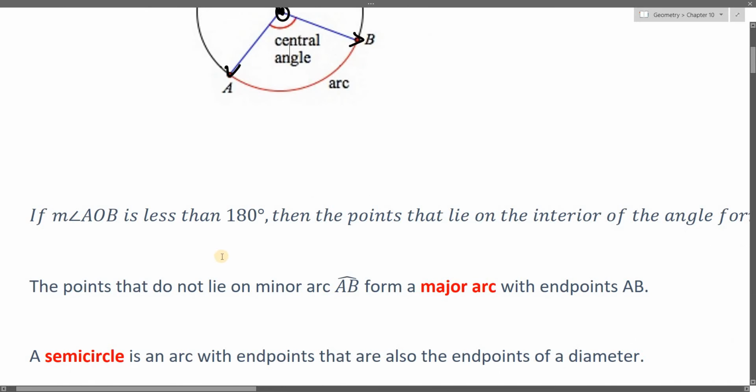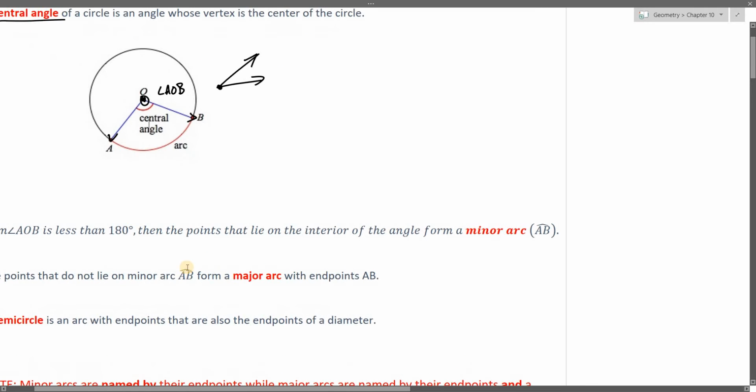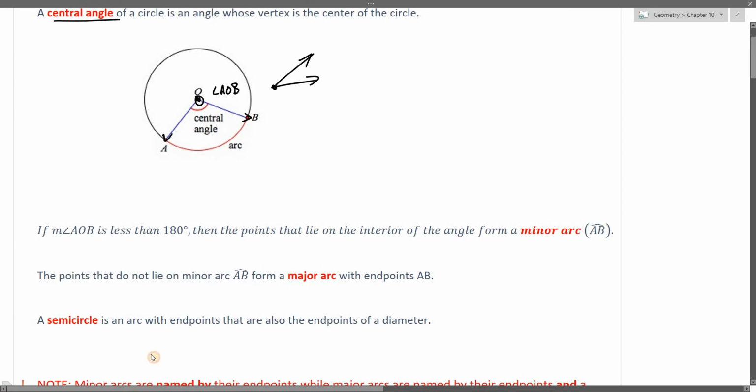So we're going to look at this one together here, a couple of little terminologies that you want to have. If the measure of that angle is less than 180 degrees, less than a straight angle, then the points that lie on the interior of that angle form a minor arc. This lesson has a title talking about arcs, so we're learning more about what's called an arc. Just to make it simple, an arc is this red region here that goes around the circle. An arc is just a portion of the outside of a circle.